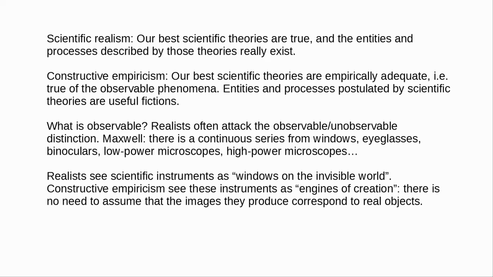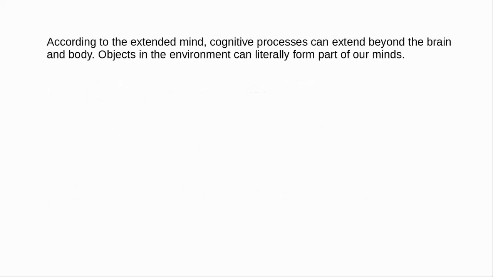Now, an interesting new argument against the constructive empiricist has recently been proposed by Toon in his article "Empiricism for Cyborgs". Toon suggests that the extended mind thesis can be used to support realism. So according to the extended mind, cognitive processes can extend beyond the brain and even beyond the body. Objects in the external environment can literally form part of our minds. Now, there are many different ways of developing the extended mind idea, but Toon focuses on the arguments given by Andy Clark and David Chalmers in their 1998 article, "The Extended Mind."